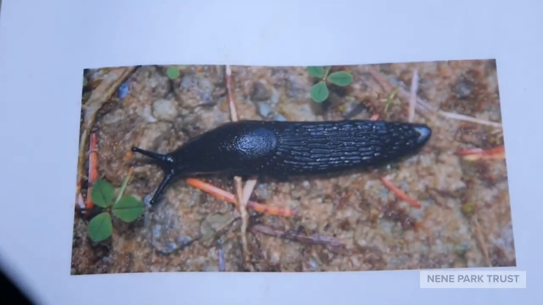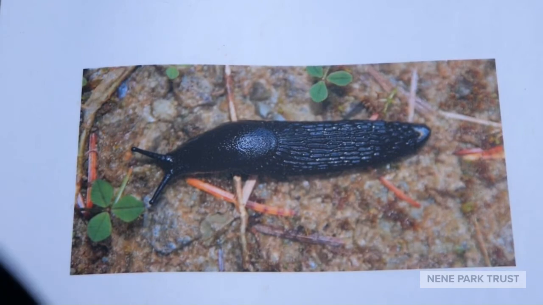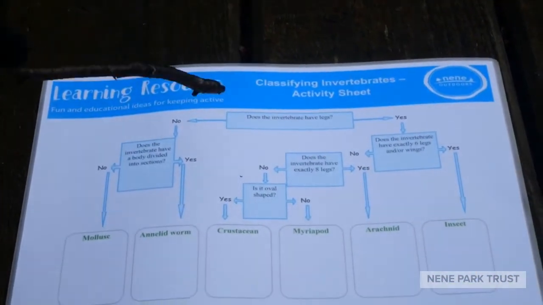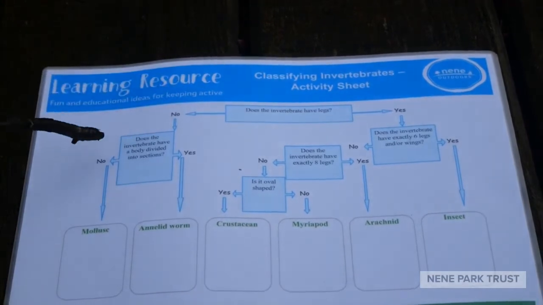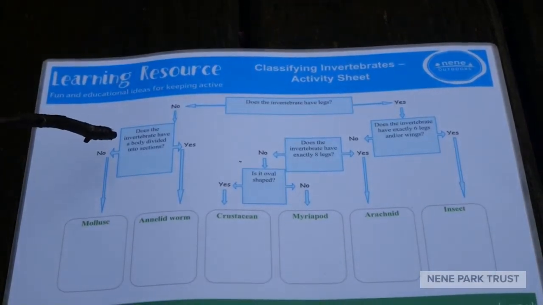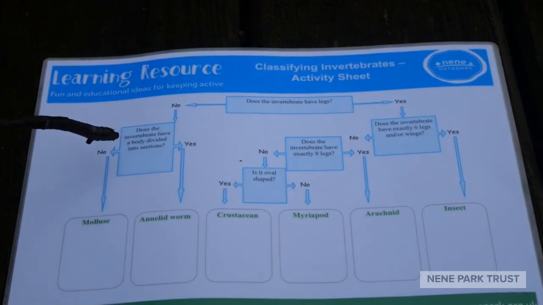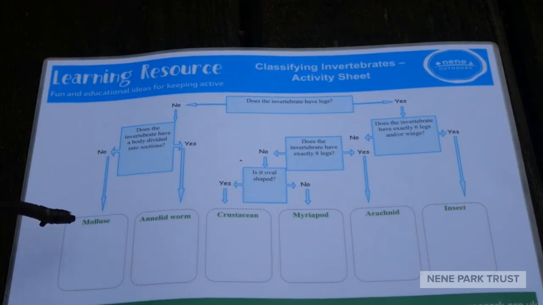Now this is a picture of a slug. Now looking at it, I can see it's got no legs. So going back to our sheet, I would go this side to no. The next question is, does the invertebrate have a body divided into sections? Now looking at the picture, I can see that it hasn't, so I would go down to no, and it tells me that a slug is a mollusk. So I would write slug in the mollusk box.